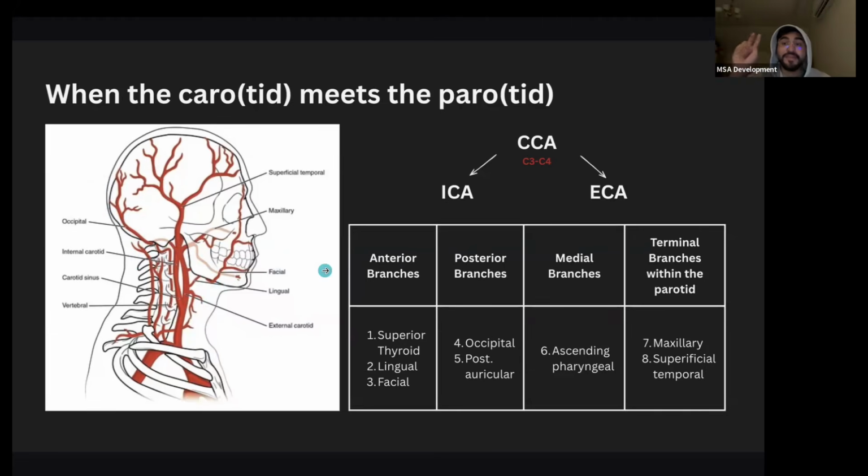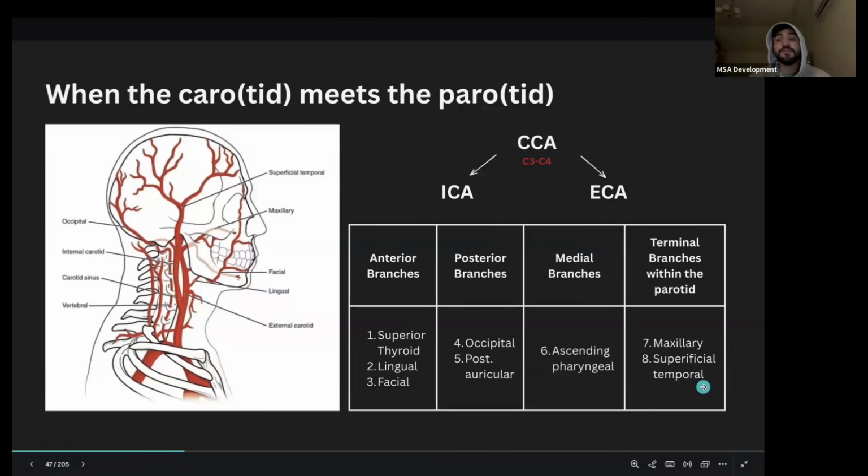And the two branches that terminate within the parotid are going to be the maxillary artery and the superficial temporal artery. Very important that you know these. They might ask you, what are the two branches that would terminate in the parotid? So it's going to be the maxillary and the superficial temporal artery.